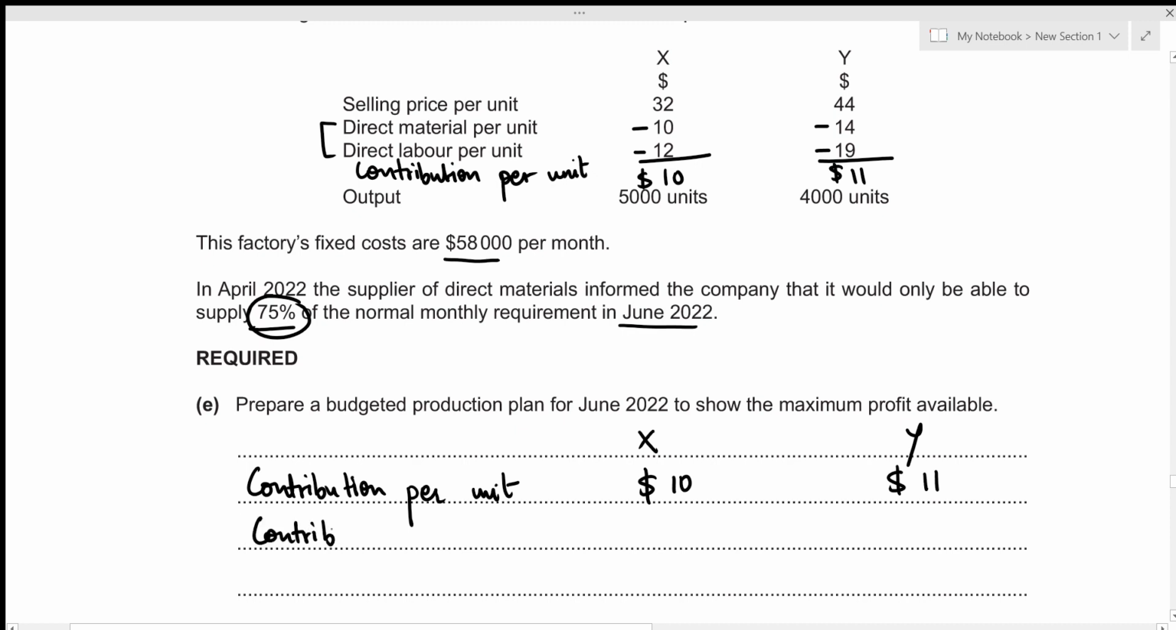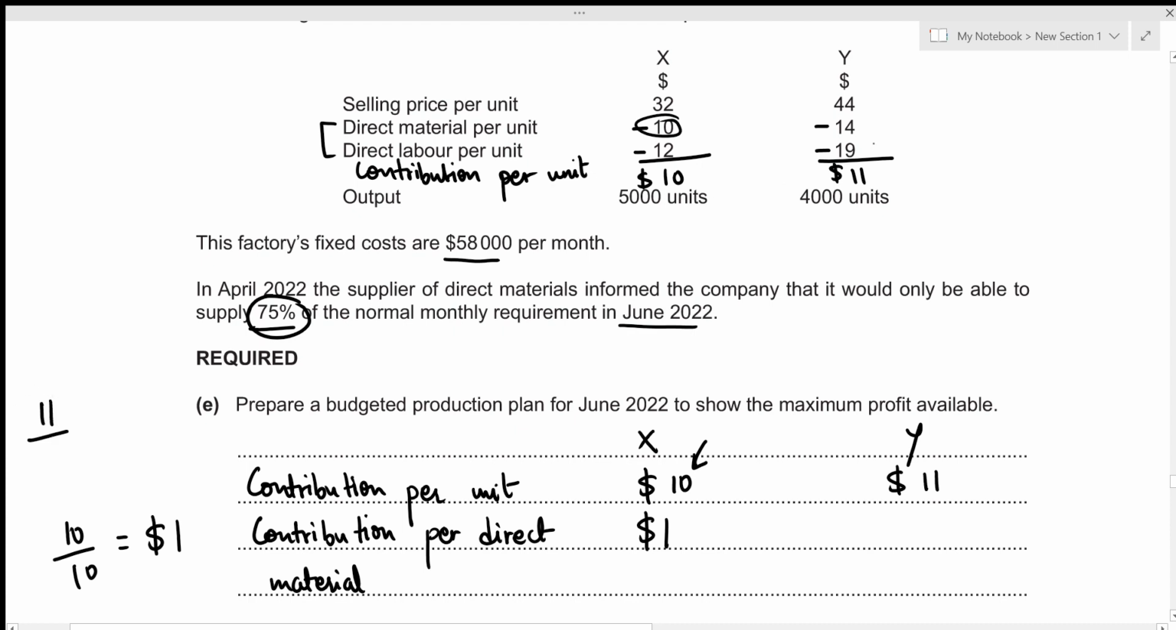And now we require the contribution per direct materials ratio. So that's contribution per direct materials, because our scarce resource is direct material in this case. So for product X, we already figured out the contribution, which is 10. So the contribution per direct material ratio would be 10 divided by the direct material per unit of 10. So this gives the ratio to have the value of 1, right? Let's write it down. And for product Y, we have the contribution of 11, and we need to divide it with the direct material per unit of 14. So in this case, the ratio will have the value of 11 divided by 14, which is 0.79. Let's write it down.